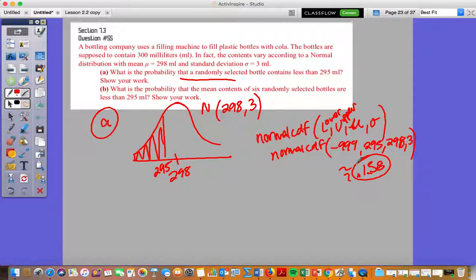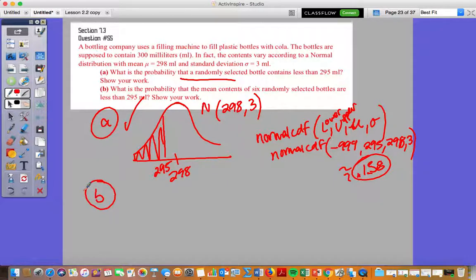Technically, I would put, if I was you, guys, stay up here, make sure we're here. I would say 15.8% is the probability that a randomly selected bottle contains less than 295. Right? Y'all good with that? Make sure you put that little statement at the end. A lot of you did a great job of that. All right, here we go.